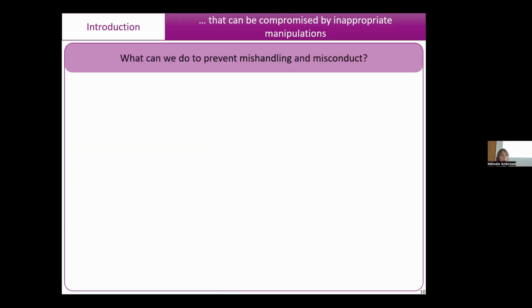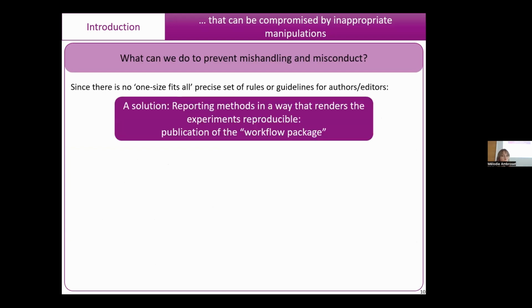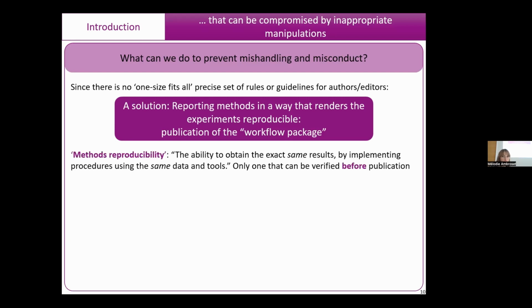So what can we do to prevent mishandling and misconduct? Since there is no one-size-fits-all precise set of rules or guidelines for editors to implement and authors to follow, a solution is, as proposed by the authors, reporting methods in a way that renders the experiments reproducible. And to do this, it's the publication of the workflow package that I'm going to describe later.